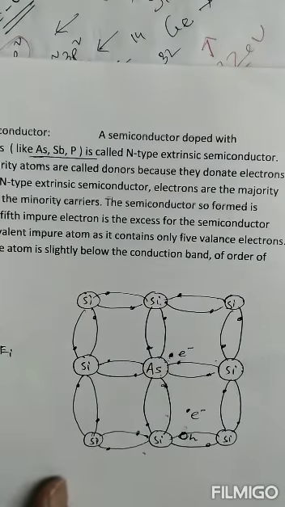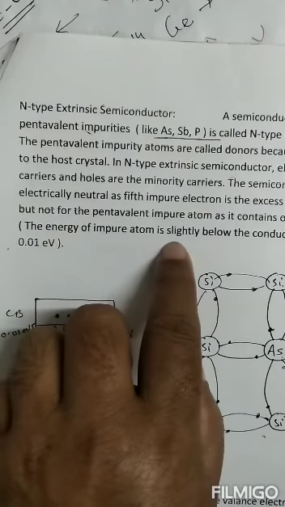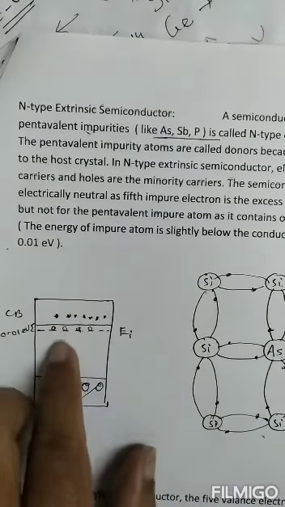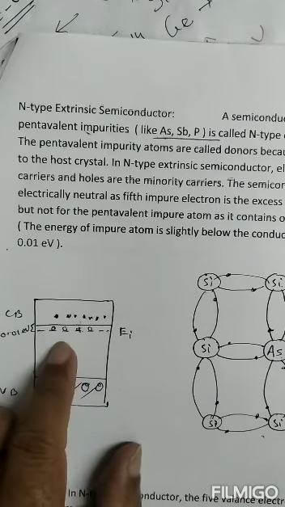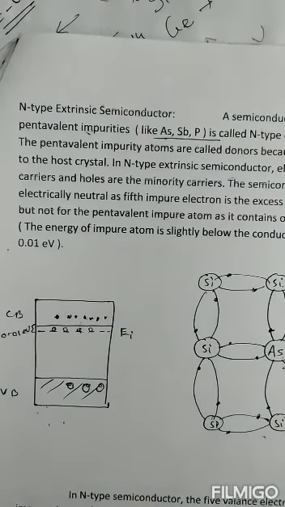And what is the energy of the impure atom? The energy of the impure atom is slightly below the lower value of the conduction band. It is of the order of 0.01 electron volt.